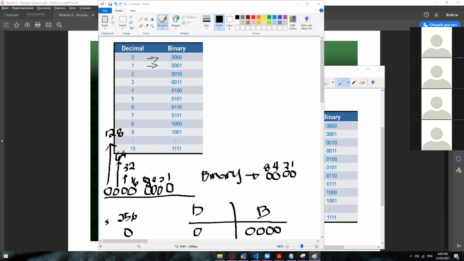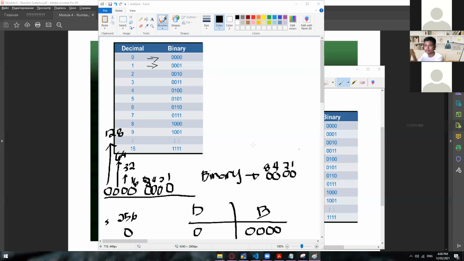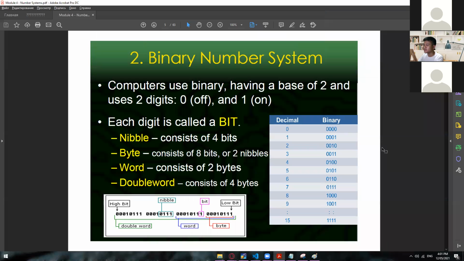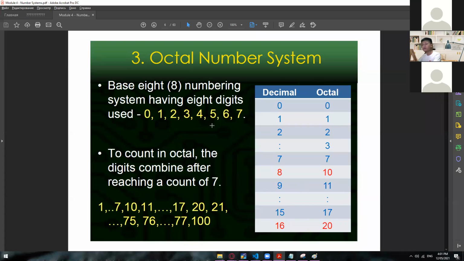Okay, so I hope the others were also able to get this one. All right, so let us now move on to the next one. So that's how we get equivalence from decimal to binary. All right, so we also have here the octal number system, wherein octal contains 8 characters, ranging only from 0 to 7.